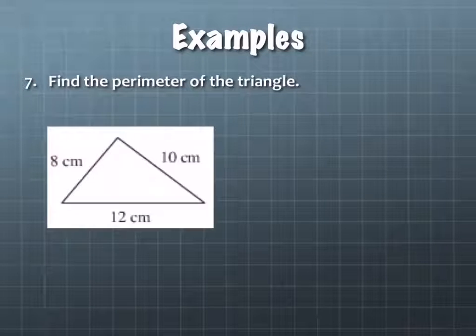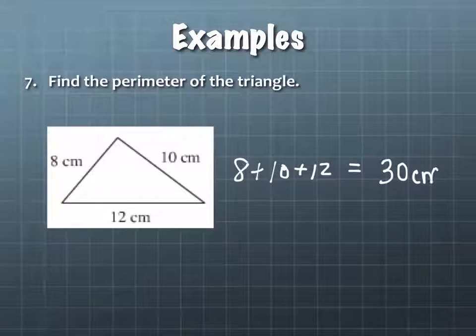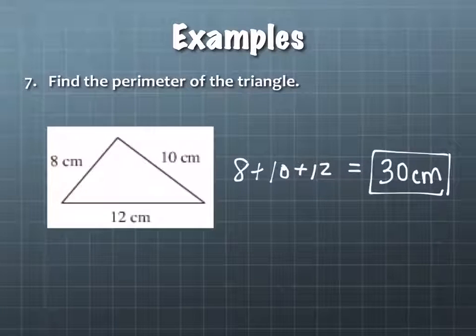What's the perimeter of this triangle? 30 centimeters, right? So if I add 8 plus 10 plus 12, I get 30. And again, we're making very sure and careful throughout our work that we're using our units.